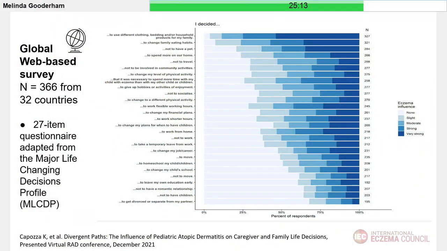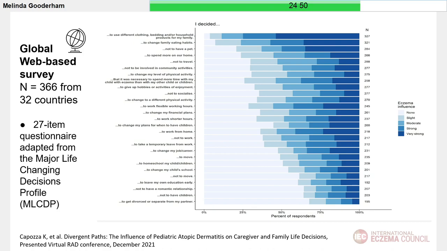This was an interesting poster presented at the RAD conference in December 2021. It was a global web-based survey of 366 individuals from 32 countries, and they filled out the 27-item questionnaire from the major life-changing decisions profile. And so what they were asked is, how much does your eczema influence all of these different factors?